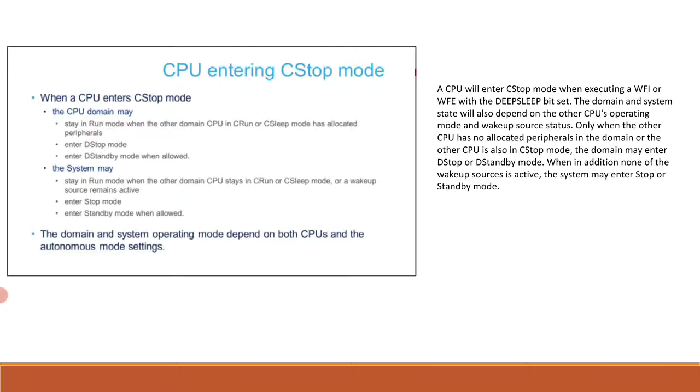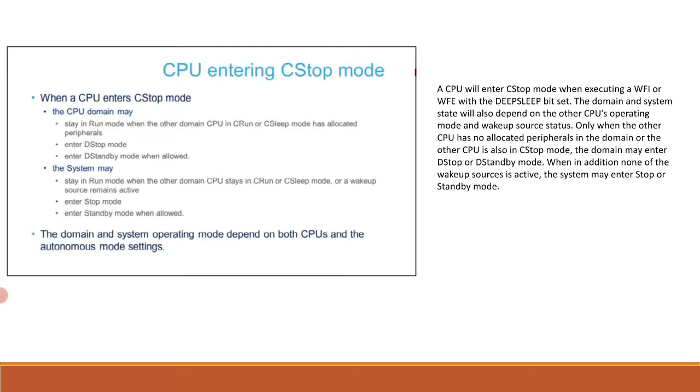I repeat, only when the other CPU has no allocated peripherals in the domain or the other CPU is also in CSTOP mode, the domain may enter DSTOP or DSTANDBY mode. When in addition none of the wake-up sources is active, the system may enter stop or standby modes. So that is entering the CSTOP mode.